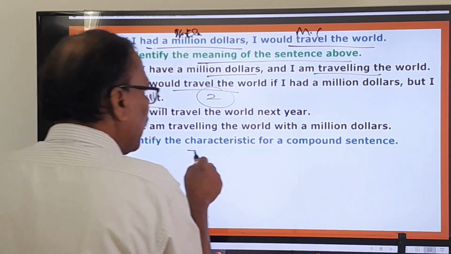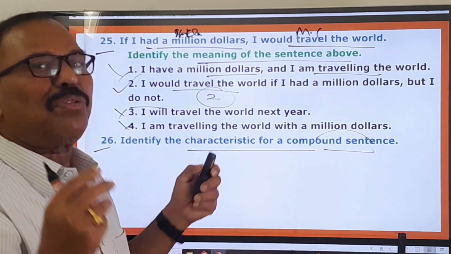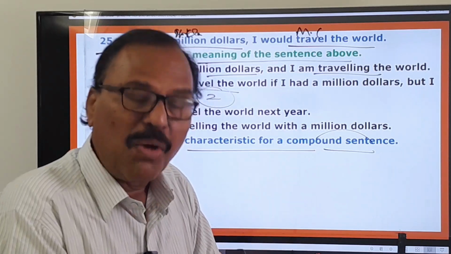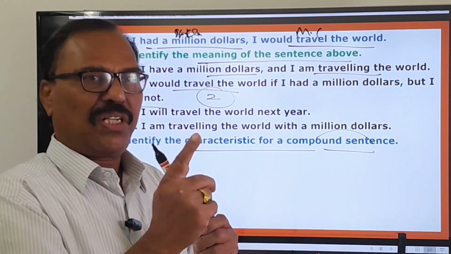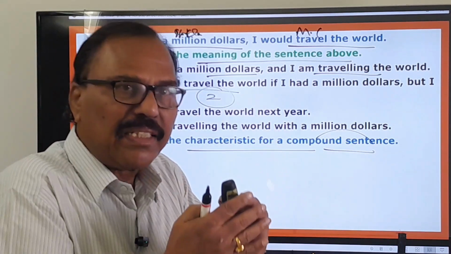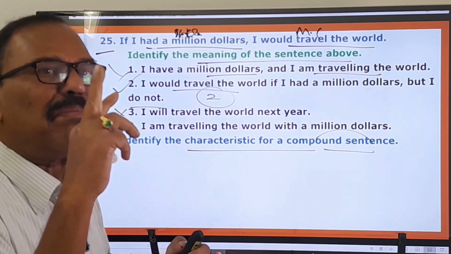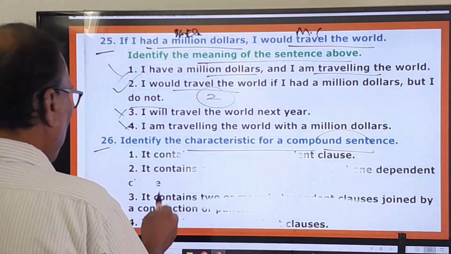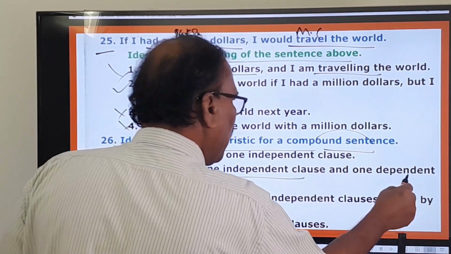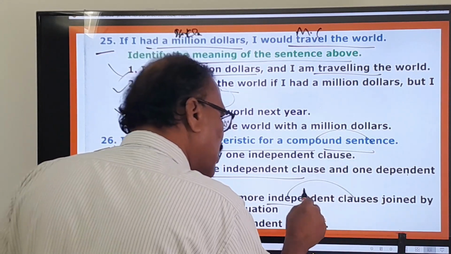26th one. Identify the characteristic of a compound sentence. Compound sentence means two main clauses will be there. Two main clauses are connected by what? A coordinating conjunction. Two or more, whatever it is, but minimum two main clauses would be connected by a coordinating conjunction. Therefore, in a compound sentence, what must be there? Minimum two main clauses must be there, right? It contains only one independent clause. No. It contains one independent clause and one dependent. No. It contains two or more independent clauses.